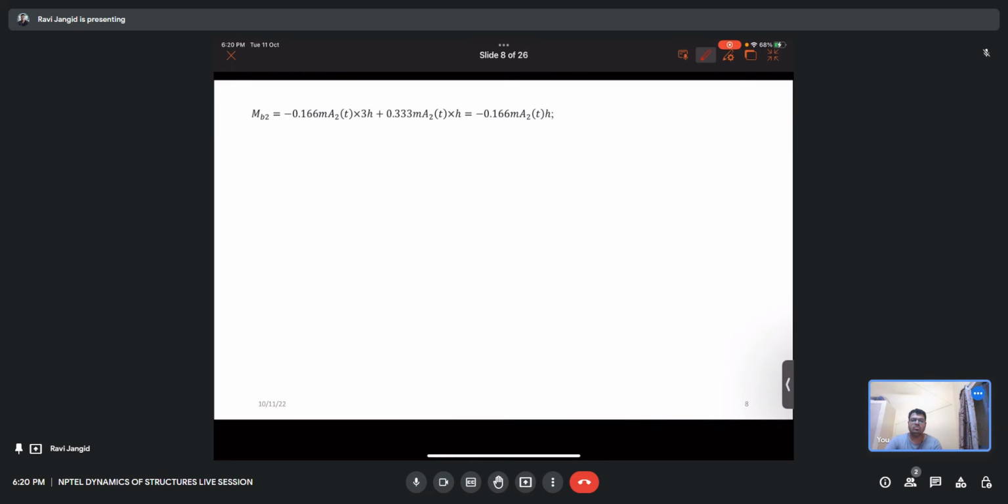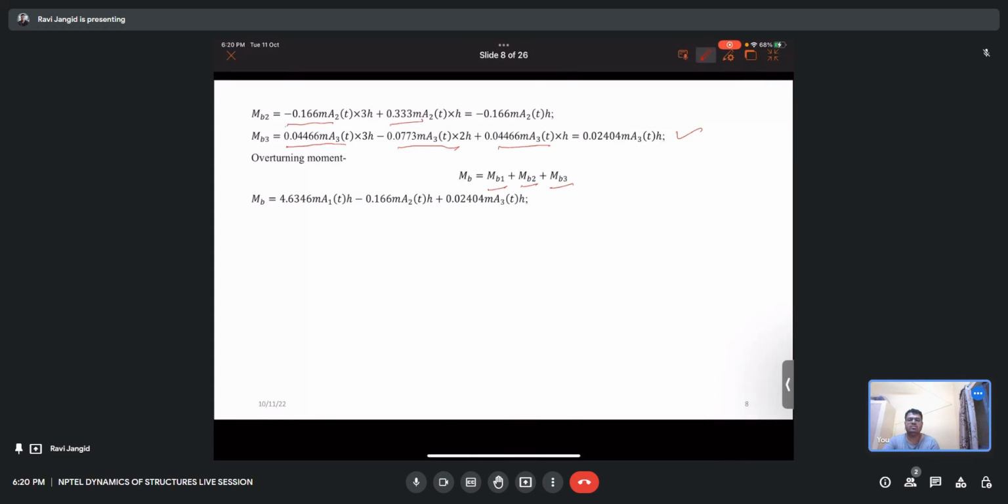Same for the MB2, this is your F32, F22, F12, because F22 is 0. Now come to MB3, in which you have F33, F23, and F13, and this is your MB3. And if you combine this, the MB is equal to the base overturning moment, that would be the MB1, MB2, MB3.